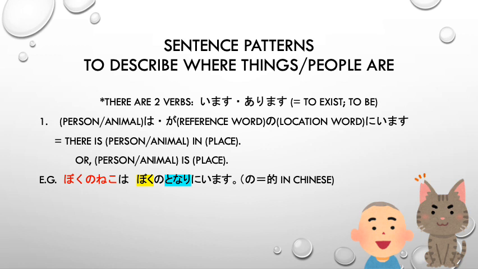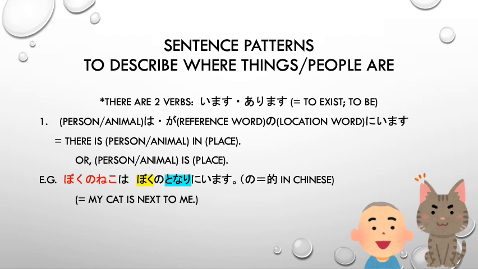Okay, recently I found out that it is like Chinese. So if you know Chinese language already, you can just think it in Chinese and then the word order is exactly the same in Japanese. Okay, so pretty easy. 僕の猫は僕の隣にいます meaning my cat is next to me.